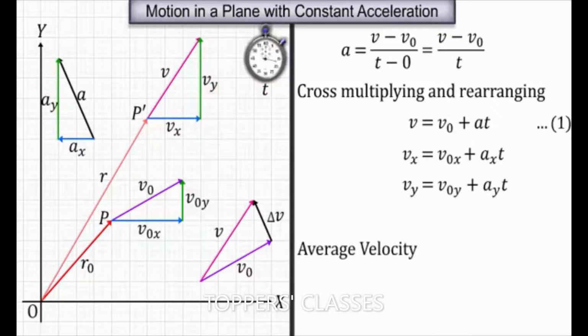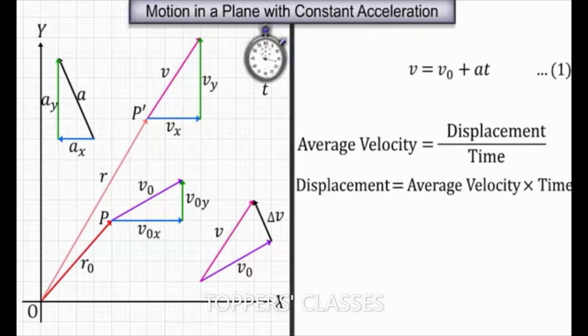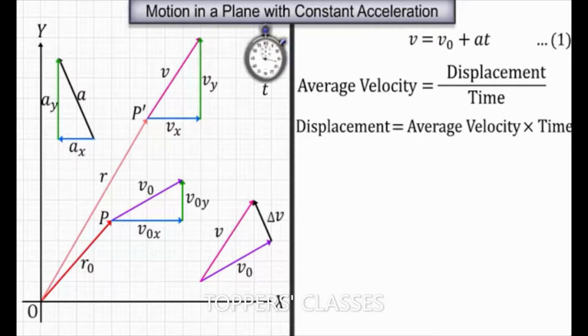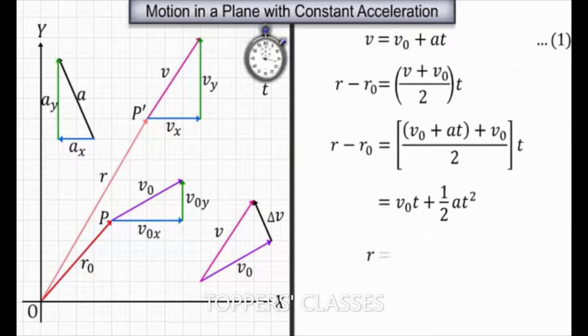As you know, average velocity is displacement divided by time. By cross multiplying, you can write displacement is equal to average velocity multiplied by time. Substituting the values in the expression, you get r minus r0 is equal to v plus v0 divided by 2 into t. Substituting equation 1 in this equation, you get r is equal to r0 plus v0t plus half at square, as shown here. Let this be equation 2.